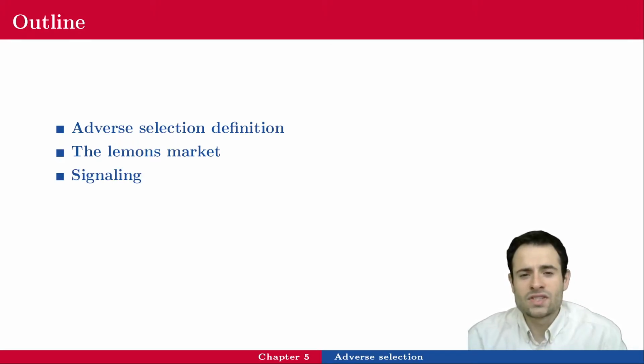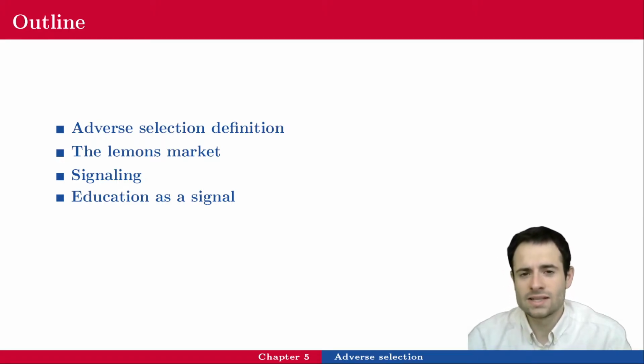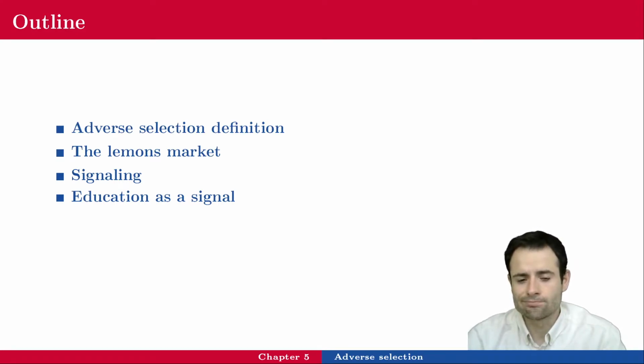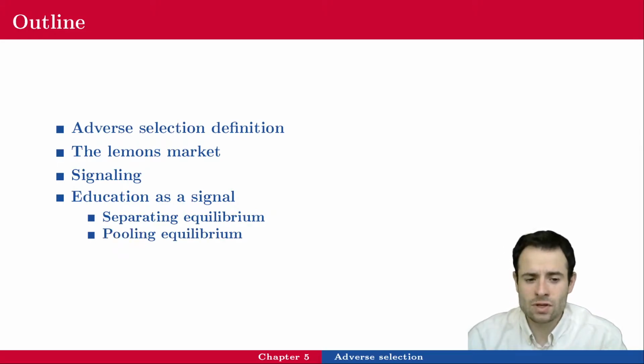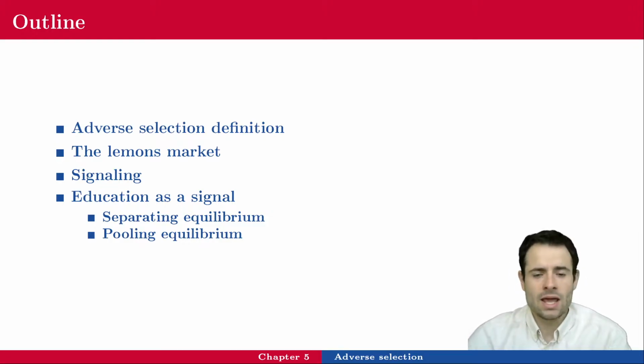Then, I will get into signaling as a way to mitigate adverse selection problems. And I will use a model of education as a signal, which is also the original signaling model, to look at the impact of signaling on the market outcomes. In particular, I will talk about two types of equilibria, a separating equilibrium and a pooling equilibrium.